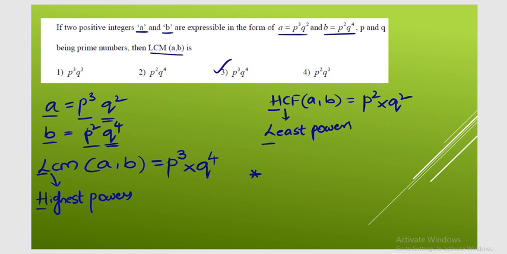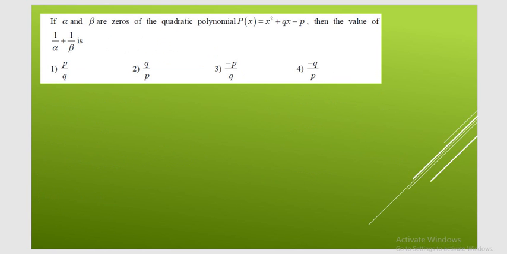Since we have discussed LCM and HCF, we can have one relation between LCM and HCF with the numbers. It is given by LCM into HCF is equal to the product of the numbers. Only when two numbers are given can you apply this relation. If you want, you can check whether you are satisfying this relation or not. Now in this particular question we have discussed 3 questions. Next, moving on to the next question.